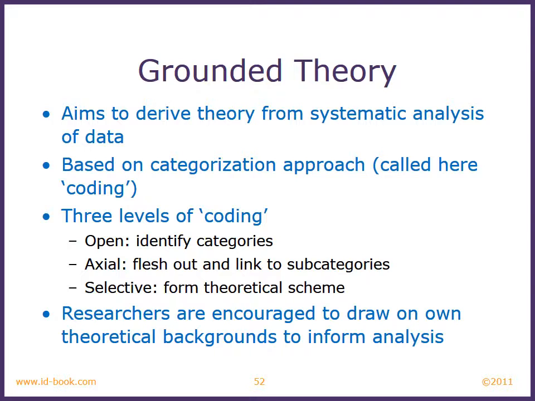So let's talk about grounded theory. It aims to derive theory from systematic analysis based on a categorization approach, coding. There are three levels of coding: open, identify the categories; axial, flesh out and link to subcategories; selective, form a theoretical scheme.